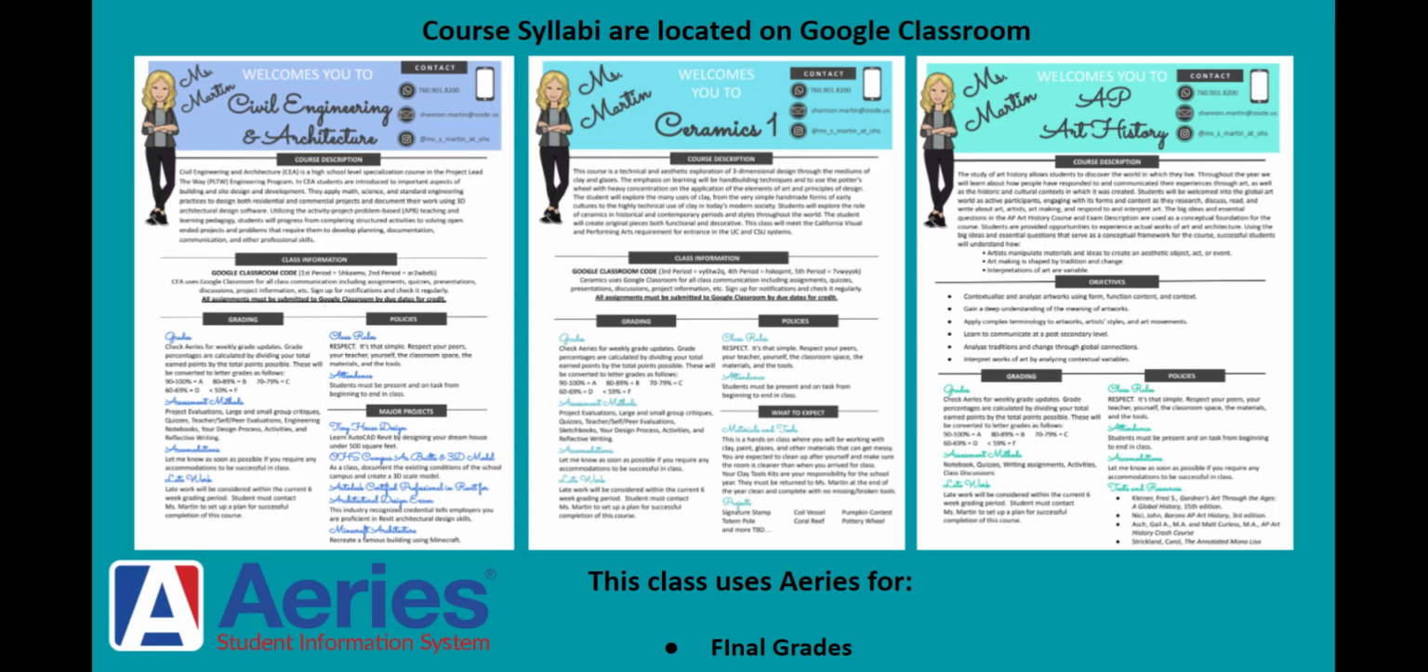I use Aries for final grades. So sometimes Google Classroom grades and Aries grades aren't perfectly aligned. And that's because it's a process to actually transfer the grades from Google Classroom to Aries. So I usually only do that a couple times a week. So if you see something different in Google Classroom and in Aries, go off of the grade in Google Classroom first and then watch for the grade to be updated in Aries.